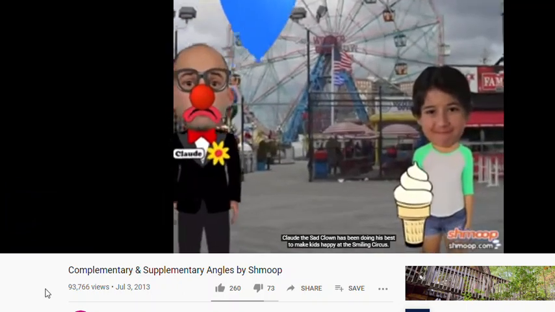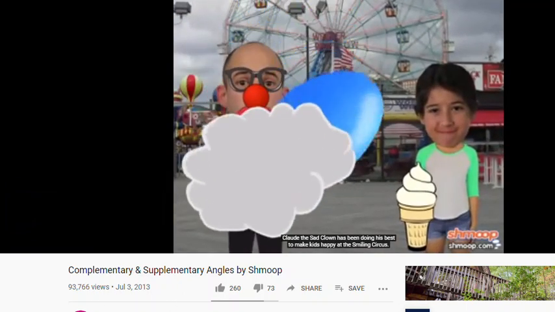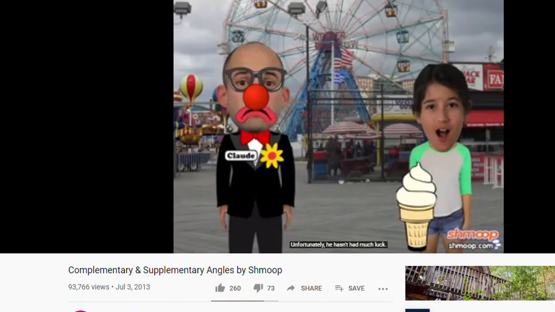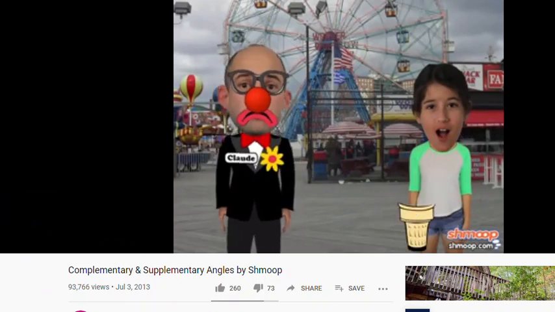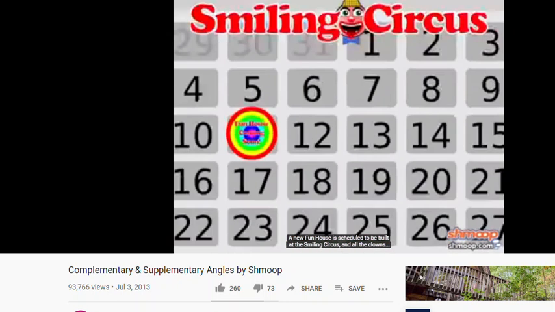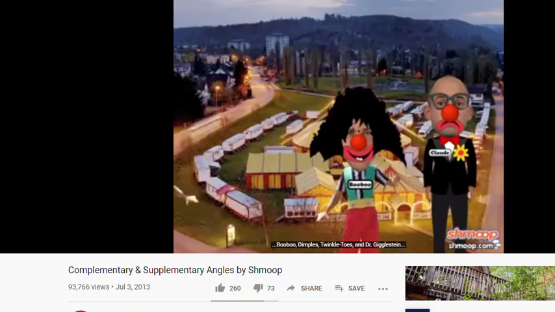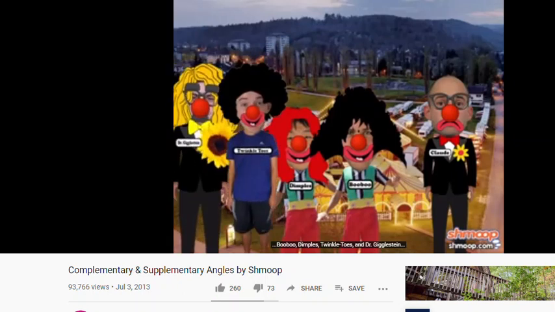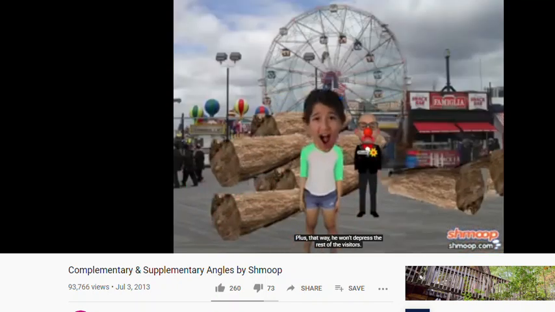Claude the sad clown has been doing his best to make kids happy at the Smiling Circus. Unfortunately, he hasn't had much luck. A new funhouse is scheduled to be built at the Smiling Circus, and all the clowns, Boo Boo, Dimples, Twinkle Toes, and Dr. Gigglestein, thought it might cheer Claude if they allowed him to build it. Plus, that way he won't depress the rest of the visitors.